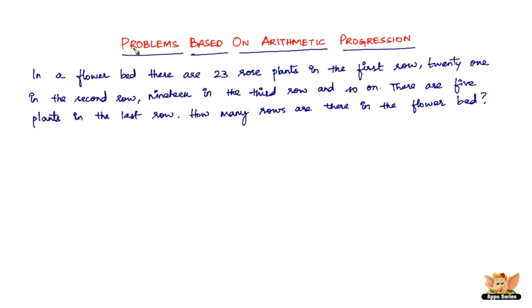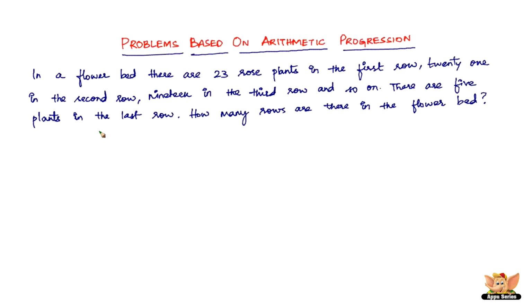In this video, let us continue to solve more problems based on arithmetic progression. And we've got a problem here which reads like this. In a flower bed, there are 23 rose plants in the first row and 21 in the second row, 19 in the third row, and so on. Well, as you can see, it decreases by 2. So it definitely is an arithmetic progression, right?